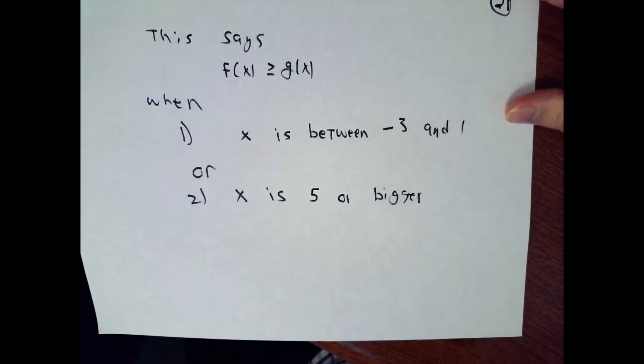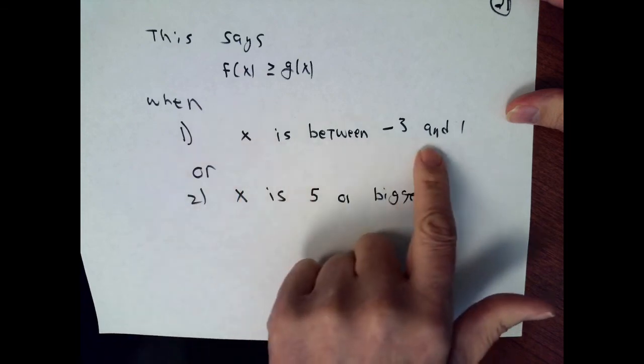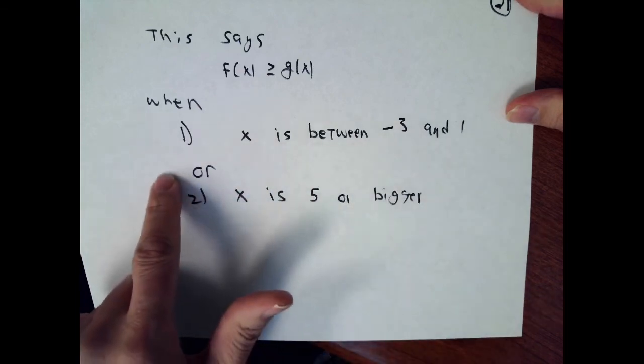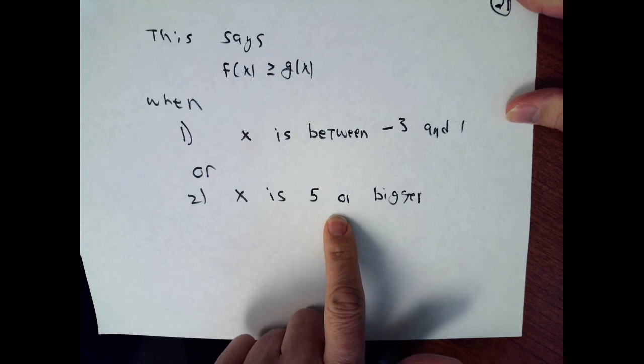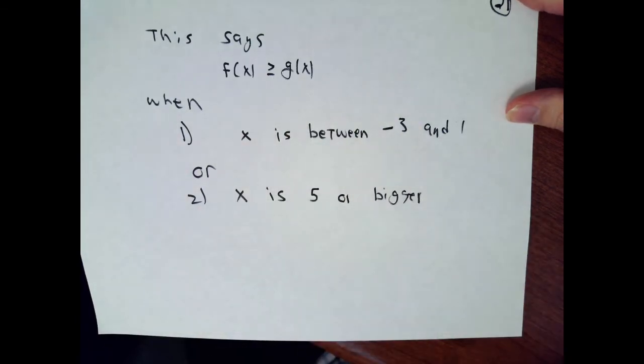So this would say x is between negative 3 and 1. Also, x is 5 or bigger. These are the solutions of your inequality. At the moment, we won't have a lot of use for this, but at some point in the future, we will.